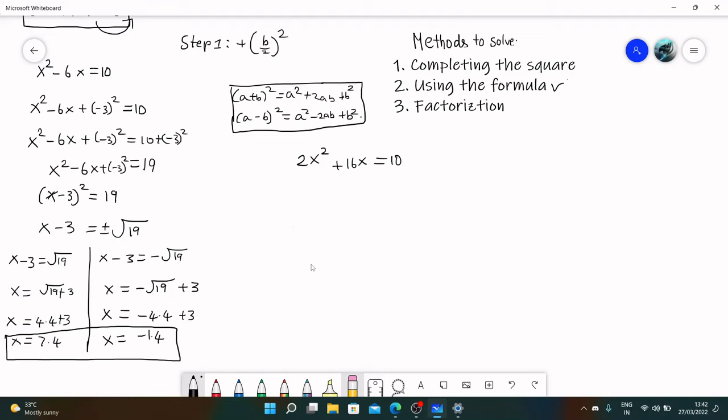Over here you can see that the coefficient of x squared is 1. There's nothing written over here, which just means it is 1. But over here there is a 2. You have to have the coefficient as 1. You cannot have it as 2. So we'll have to divide the entire equation by 2 to give us an equation which doesn't have the 2. So 2 by 2 x squared plus 16 by 2 x equals 10 by 2. So it becomes x squared plus 8x equals 5.